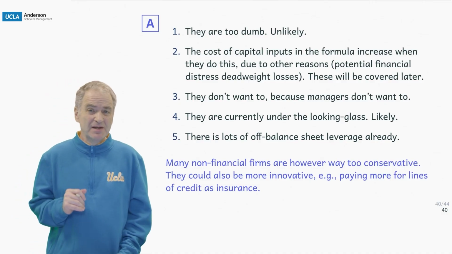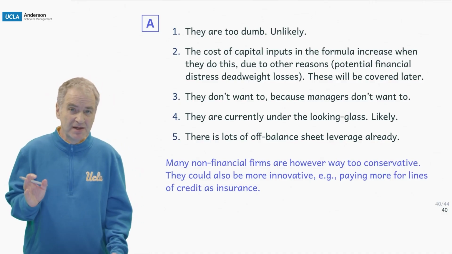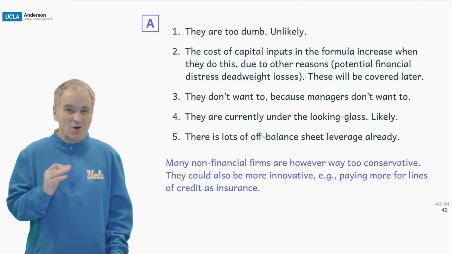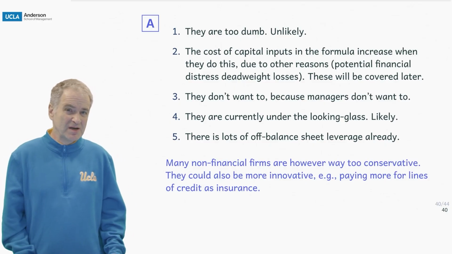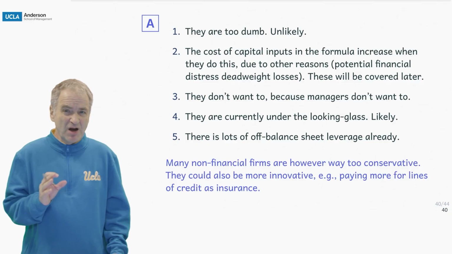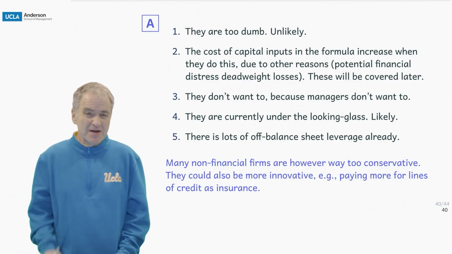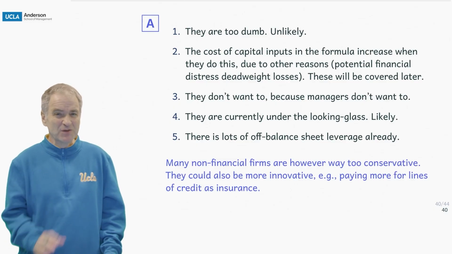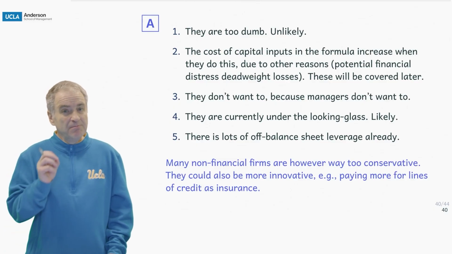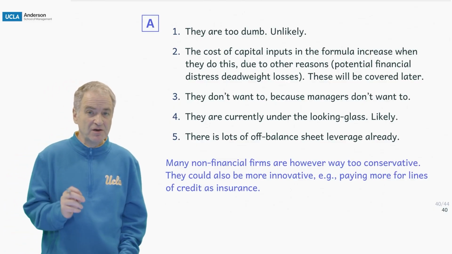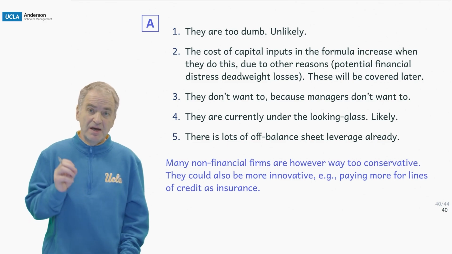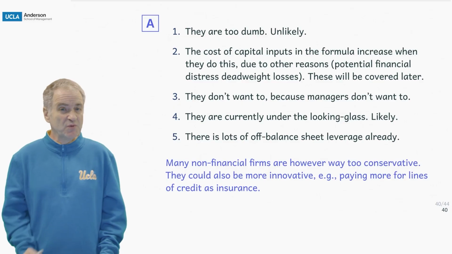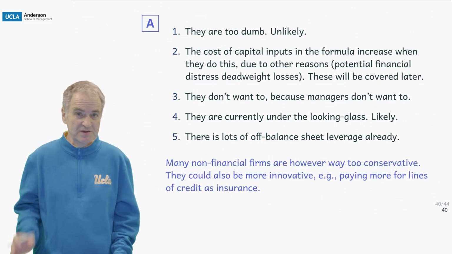Another reason is they're currently under the looking glass. So the IRS is looking at them and is wondering, what are you doing here? Are you trying to sneak around with too much debt perhaps? Is what you are calling debt really more like equity? It's quite possible. And many firms already have a lot of leverage, and especially a lot of off-balance sheet leverage already, so that's more than what we usually see when we just look at the public data.